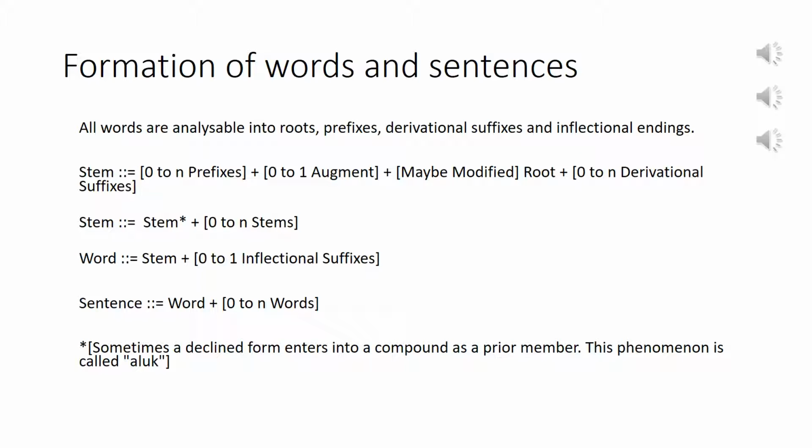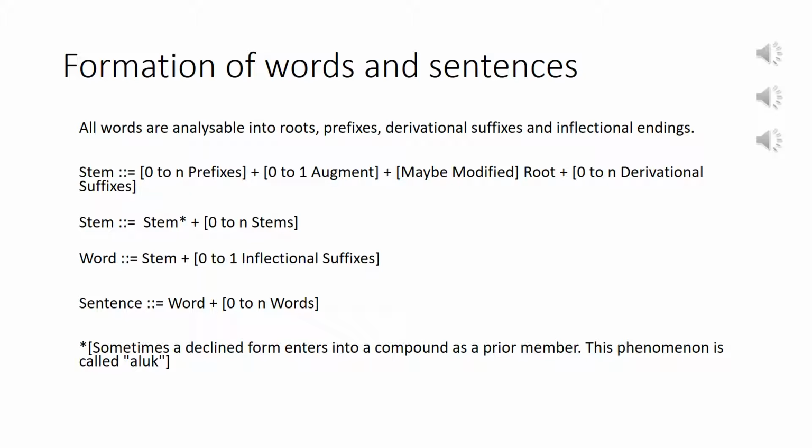Before we look at sandhis, let us understand the process of forming a word or a sentence in Sanskrit. First of all, we need to get to understand the concept of a word, a stem, and a root properly. A word in Sanskrit is a stem to which inflectional endings have been added. The stem could be a simple one or a compound. We said in lesson 1 that all words are traceable to a root.